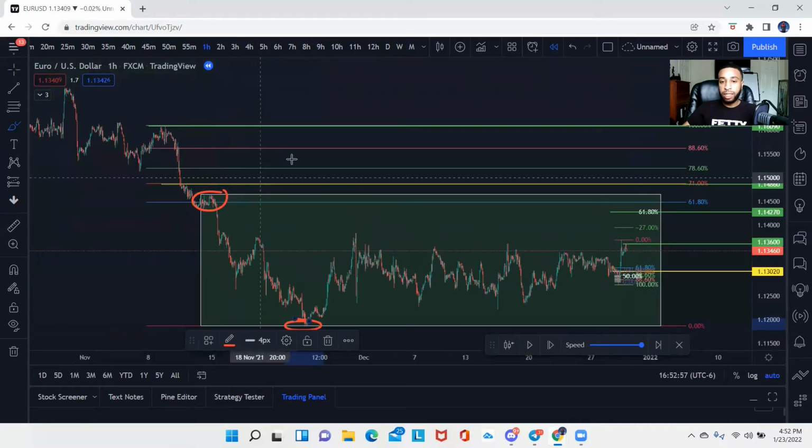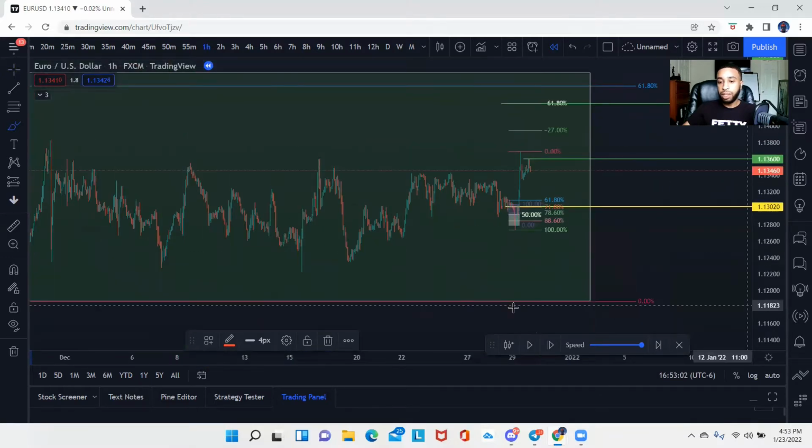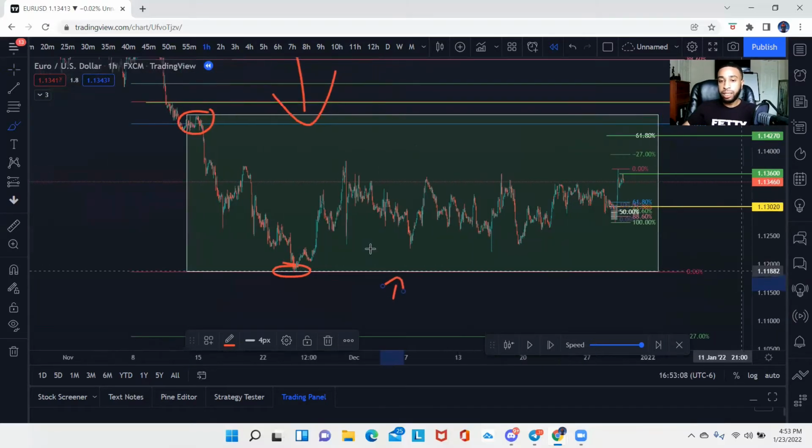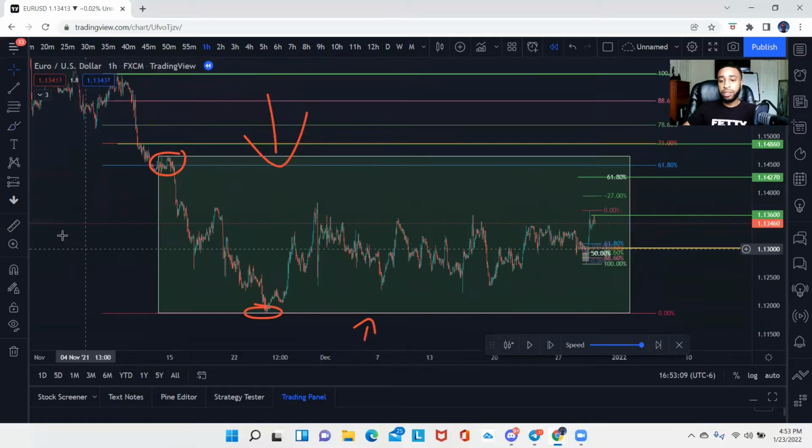So within this range, there are two things. One of two things can happen, right? So within this range, one of two things can happen. Okay. So what I want you to understand is there are two kinds of traders.